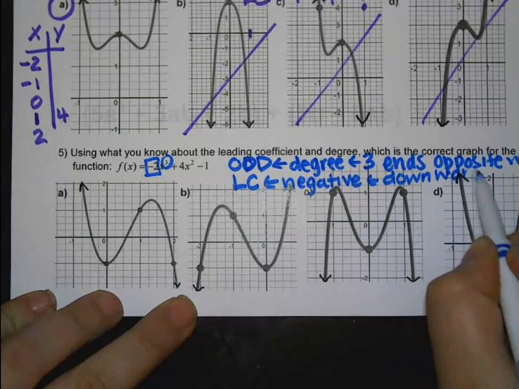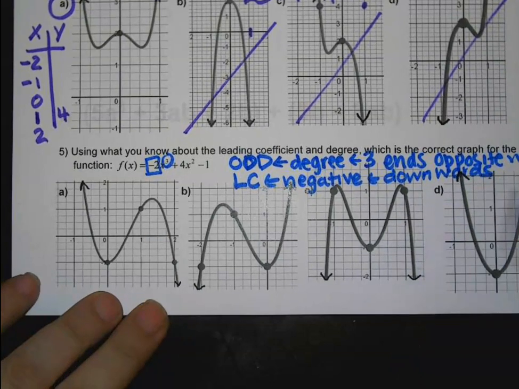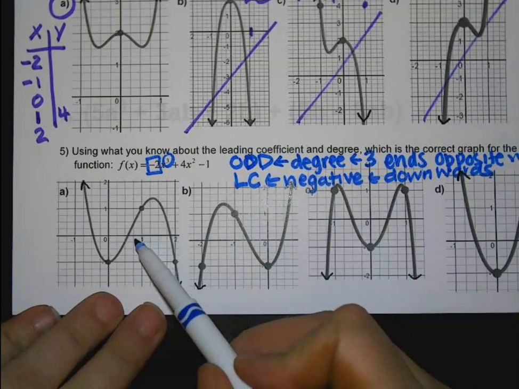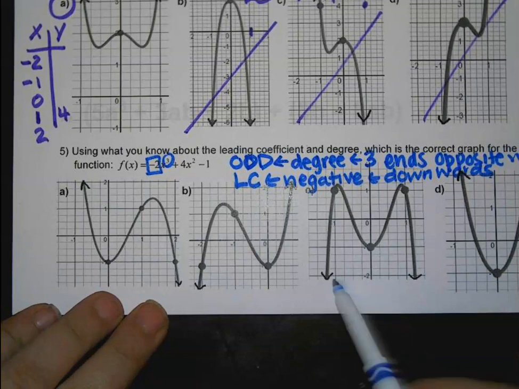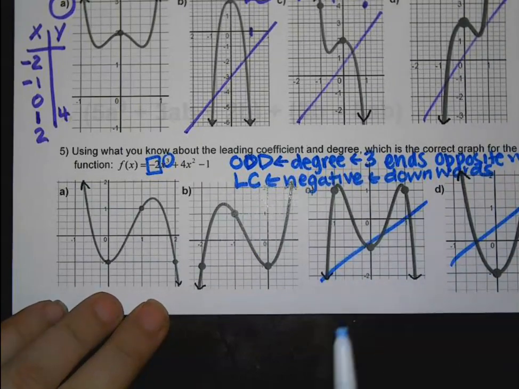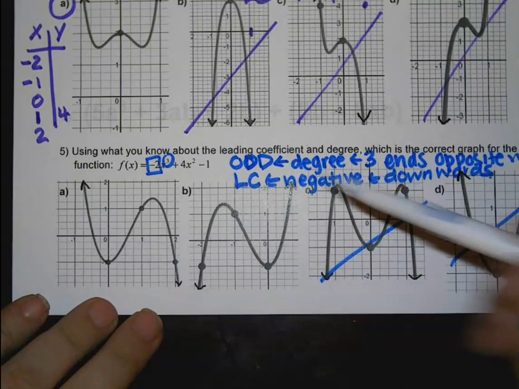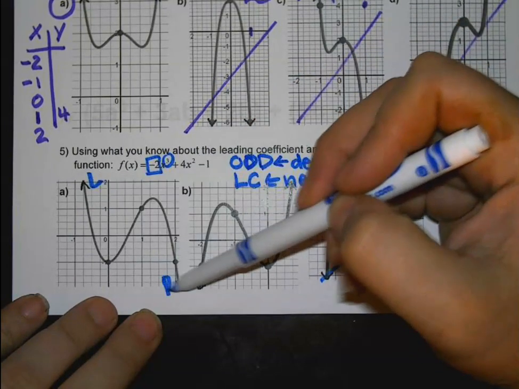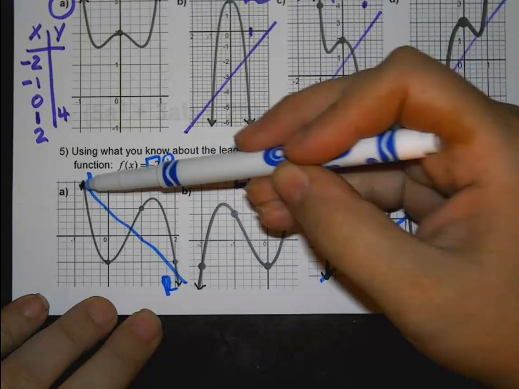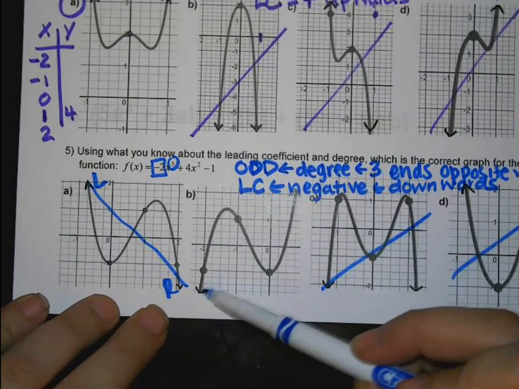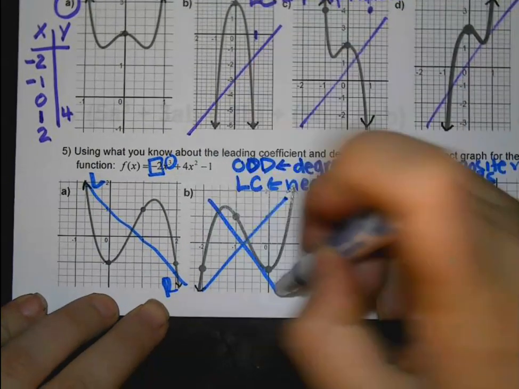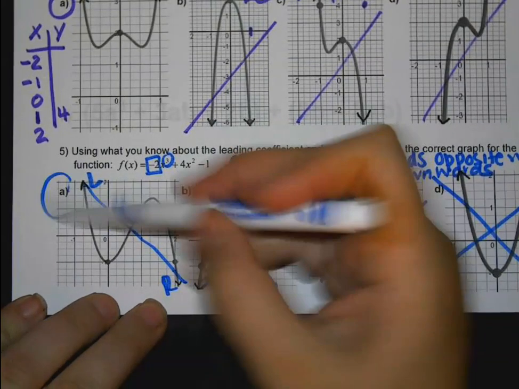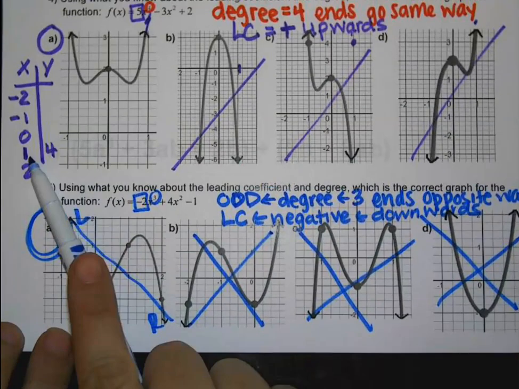So we need to find a graph that the ends go opposite ways. So this one does, these don't, so we know it can't be those two. And from the left to the right, it should go down. So from the left to the right, think about it like if you connected them. See how it goes down from left to right, whereas this one goes upward? So that's how I know it can't be any of these, and it has to be A, or I can make a table to check it.